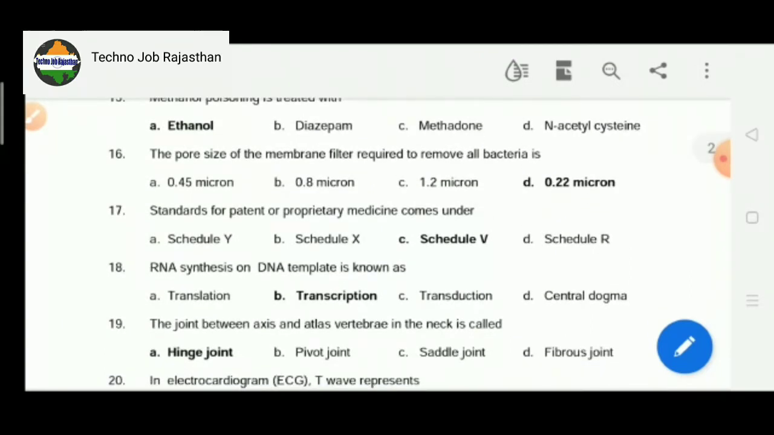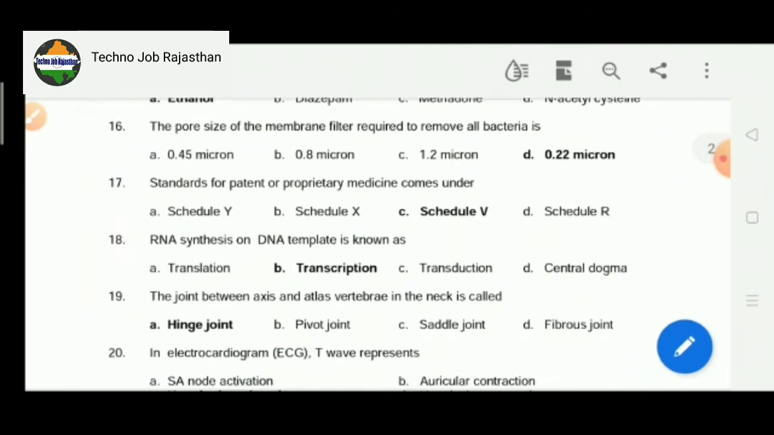Question number 17: standards of patent or proprietary medicine come under option A Schedule Y, option B Schedule X, option C Schedule V and option D Schedule R. So the correct answer is option C, that is Schedule V.